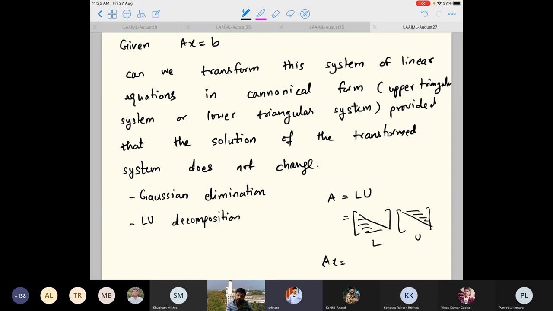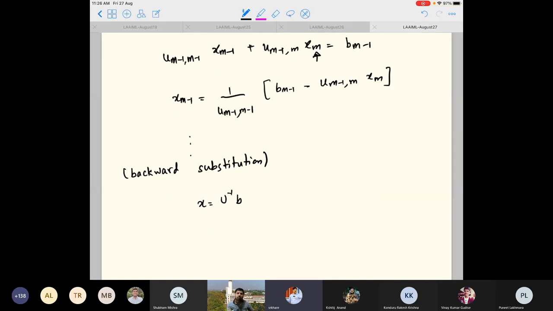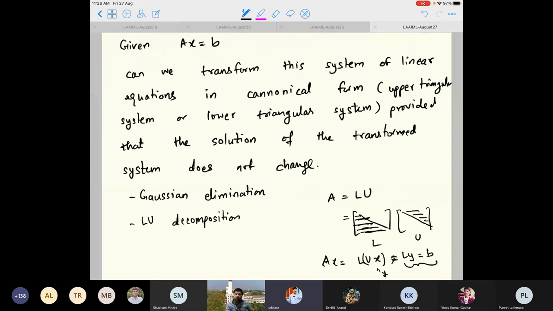Then AX is actually LUX. So he's saying you take UX is equal to Y, for example, and then LY is equal to B. That is what you have, right? AX is equal to B basically means LY is equal to B. Then you solve LY is equal to B, but what is the advantage in solving LY is equal to B? When you solve LY is equal to B, it's a lower triangular system. You see, this is the L. So you have a lower triangular system, so you can do forward substitution, a process opposite to what we just saw here, and then you can find out what is Y.